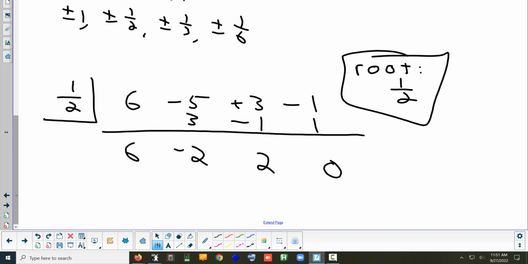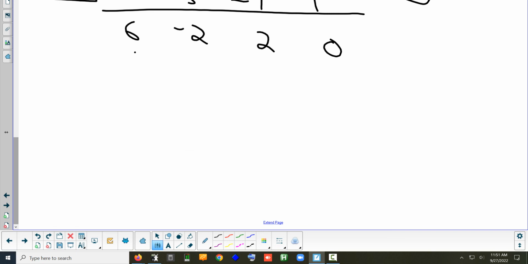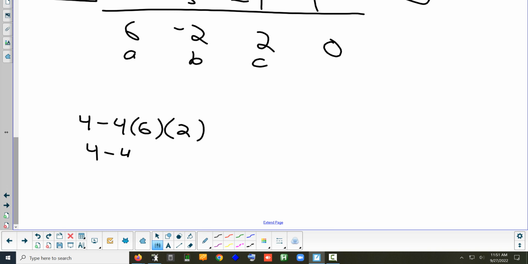And if I look at what's left, think of this quadratic as A, B, and C. Let's just check something real quick. What's B squared in this case? 4. B squared minus 4 times what's A? And what's C? 4 times 6 is 24, and 24 times 2 is 48. 4 minus 48 is negative 44. That's the discriminant, and it came out negative.